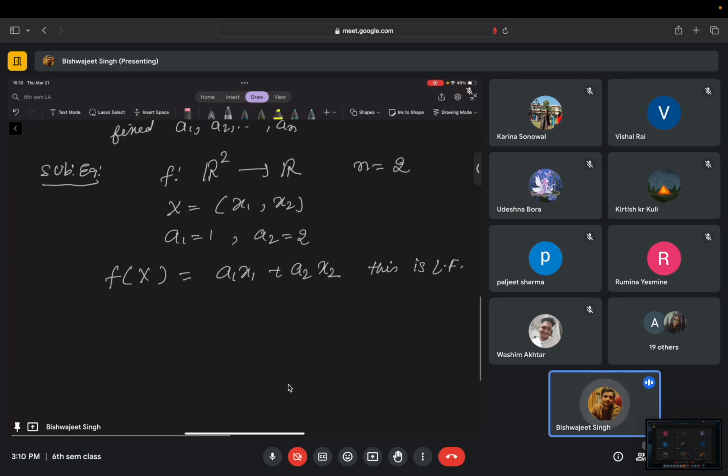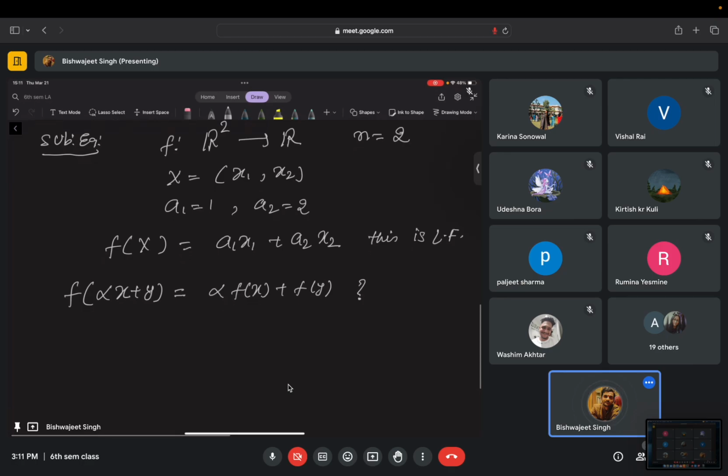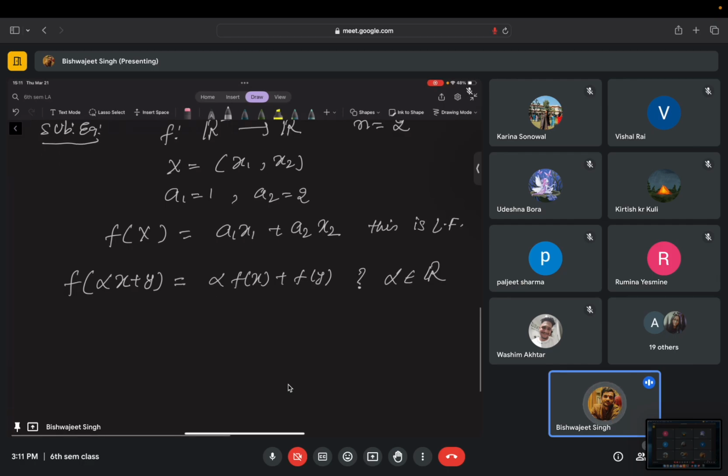So if you want, you can actually check it also, because how do we check whether something is a linear functional or not? We check whether f of alpha x plus y is equal to alpha times f of x plus f of y or not. So this is what we have to check, where alpha belongs to the field, in this case the field is R. So okay, we can check.